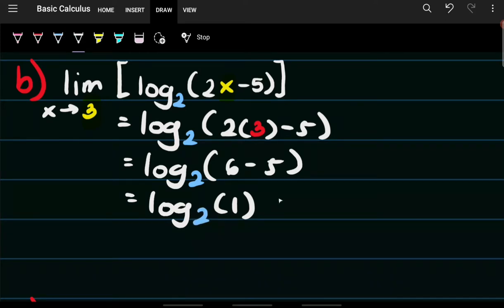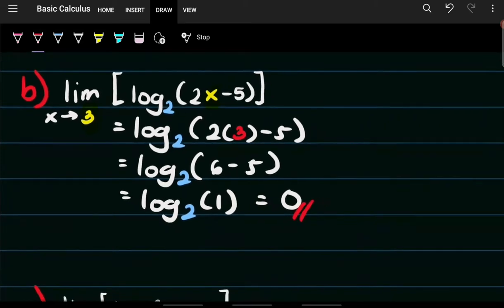Now for logarithms, guys, logarithm of 1 base 2, regardless of the value of our base, as long as our number is equal to 1, automatically the answer is equal to 0. So this is our answer.